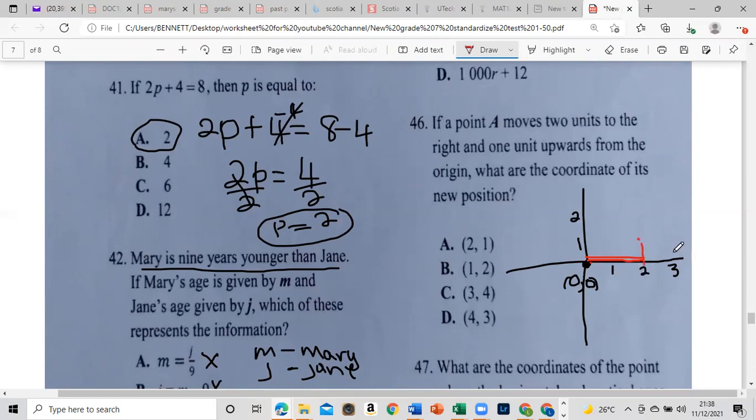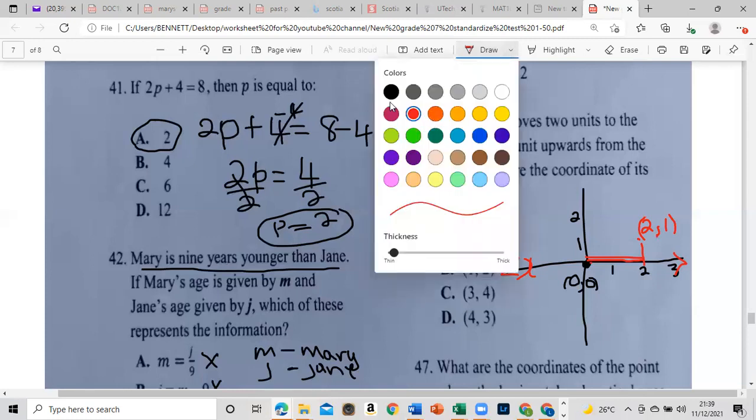Read x first, which is this. So the x-axis, it would be 2, and then the y-axis, 1. Very nice question. Alright, so it's 2, 1. Let's change back to black. I think we're almost through.